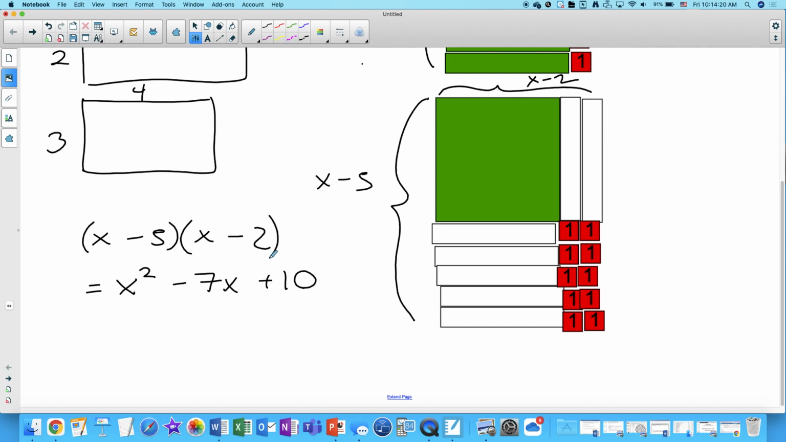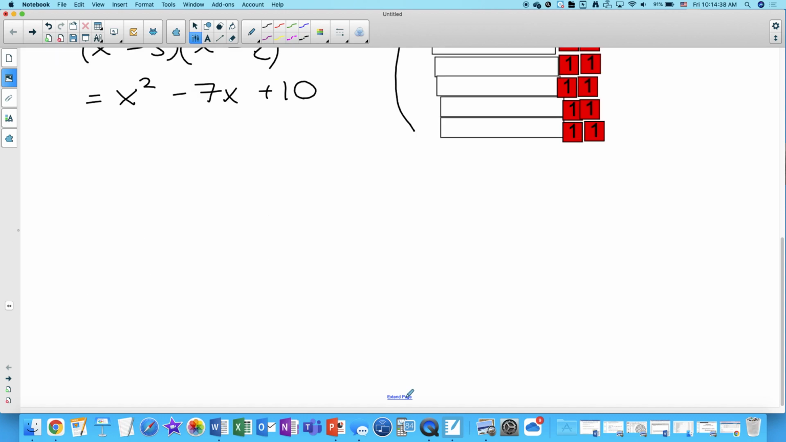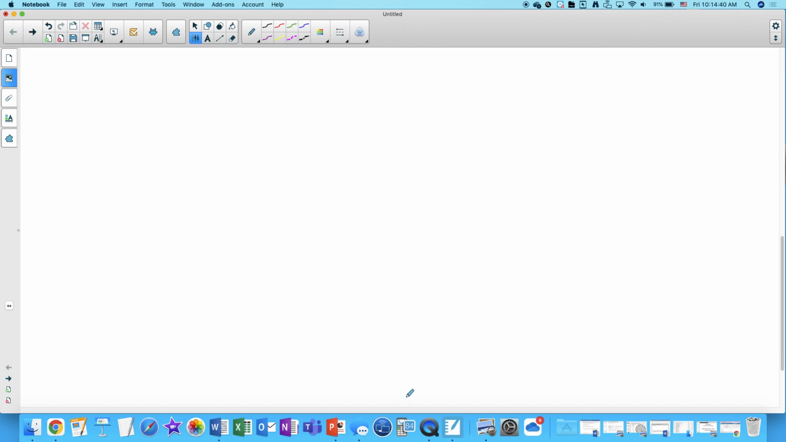Okay, so you guys can try that if you want, but essentially x squared minus 2x minus 5x gives me the negative 7x, and then negative 5 times negative 2 is plus 10. Okay, so that's how I would factor that one. I want to look at one more, and then we're going to see if we can make some generalizations here. Okay, so let's say I have x squared plus x minus 2.